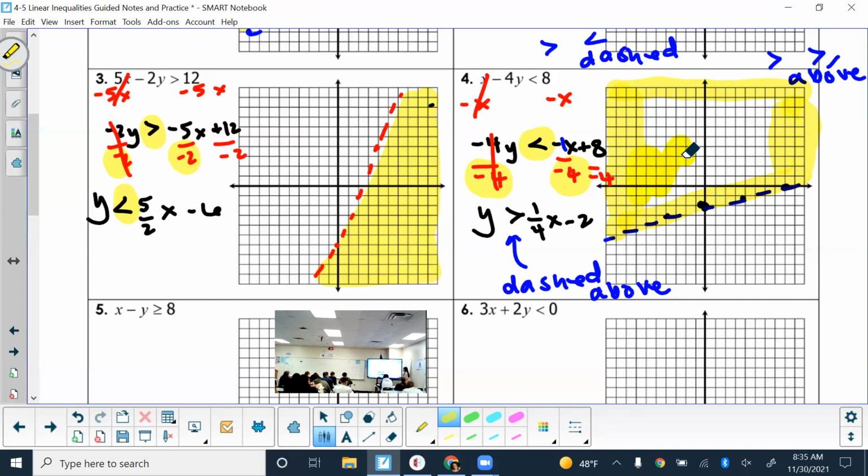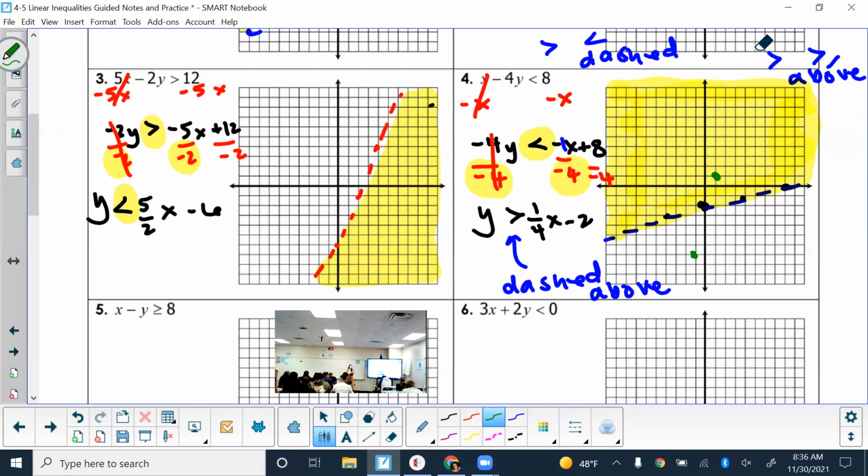A good question on a test would be to have you graph your linear inequality and then determine if a certain coordinate was a solution. So like what if you were asked about the coordinate 1, 1? That would be here. Is that a solution? Yes, because it's in the shaded area. What if it asks about -1, -7? So that would be here. Is that a solution?